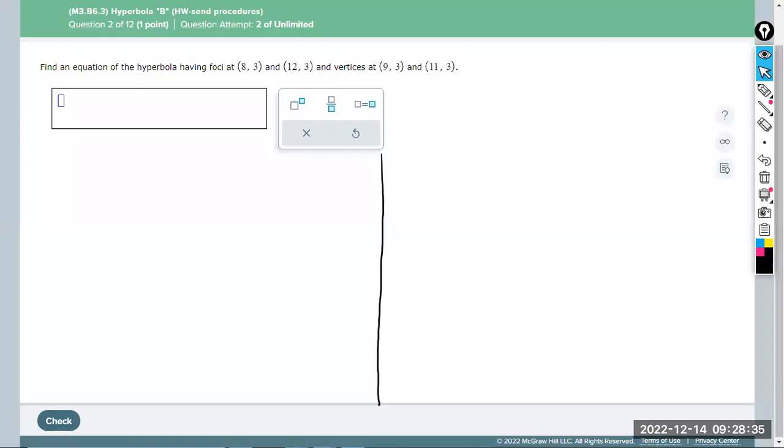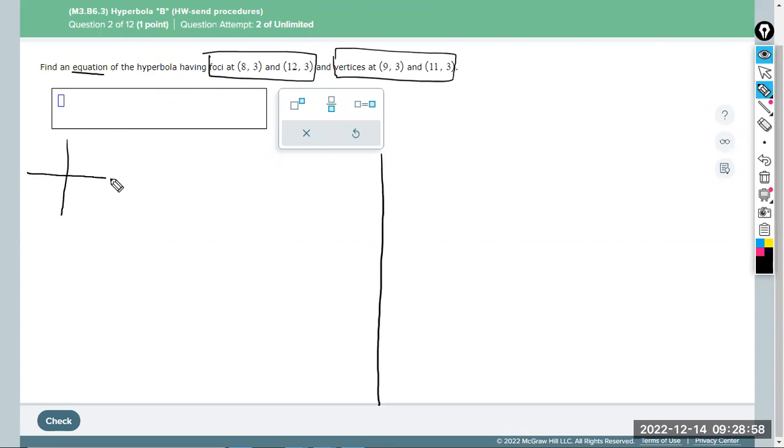Hello, ladies and gents. This is exercise number 2 of our set of exercises, and it says find the equation of the hyperbola having these foci and these vertices. So the first thing we need to do is getting to know if the hyperbola is vertical or horizontal, and for that, we're going to do a quick sketch of the parts that we are given.